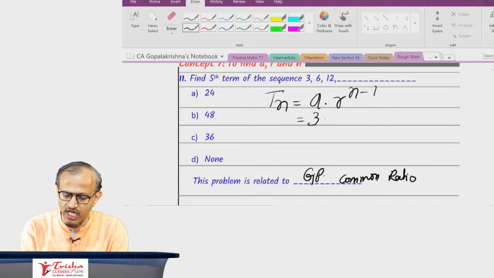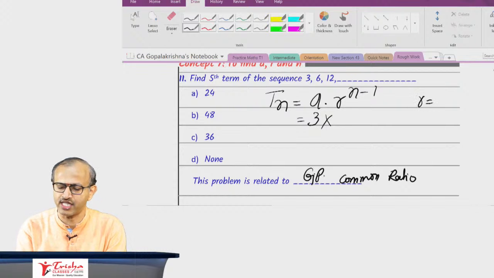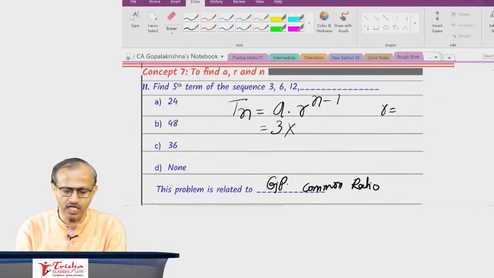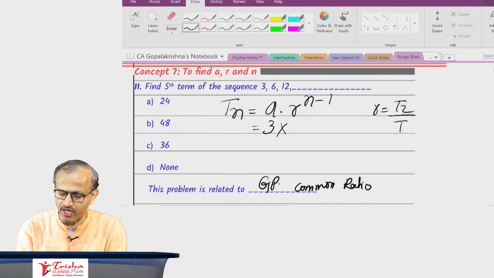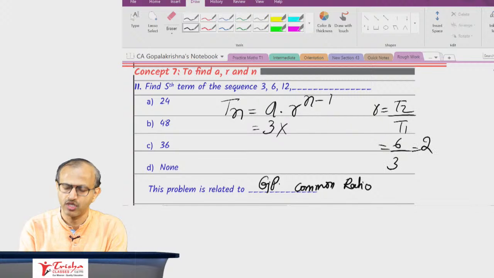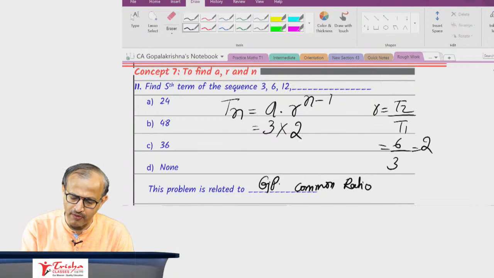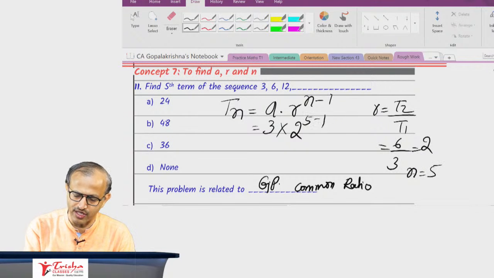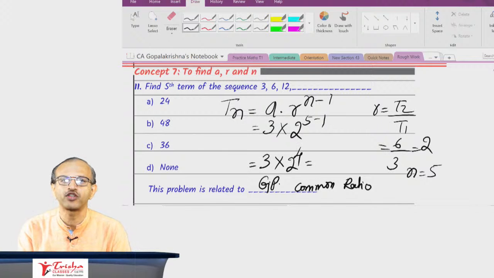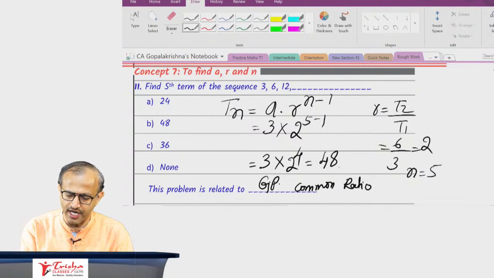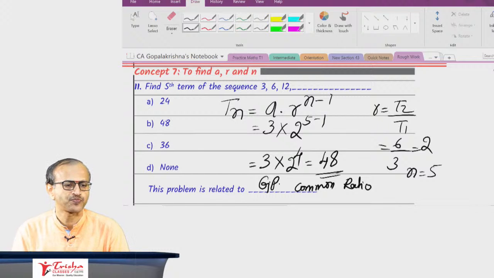A is equal to 3. R I will write here. What is R? Ratio, T2 divided by T1. 6 divided by 3, 2. Greater than 1 or less than 1 is nothing important here. Later it is important. So it is 2 to the power n minus 1. Number of terms, fifth term, so 5. 5 minus 1. 3 into 2 to the power 4. 2 to the power 4 is 16. 2, 4, 8, 16, into 3. 16 into 3 is 48.